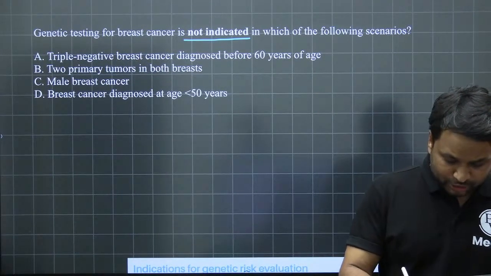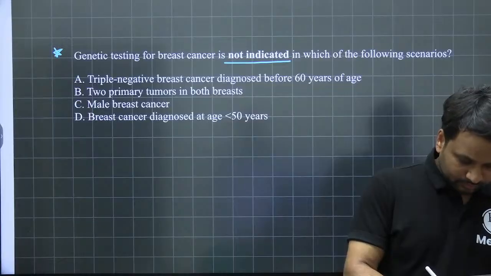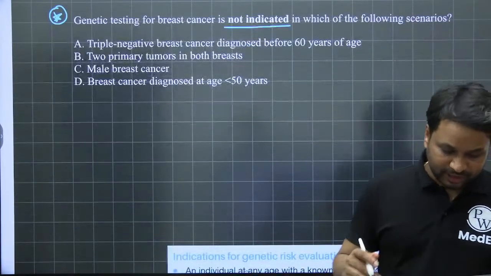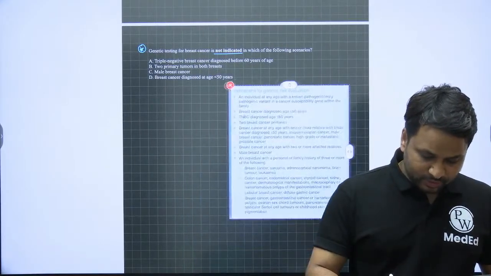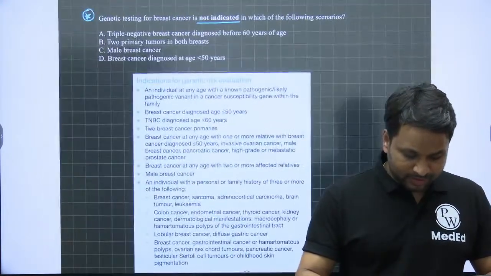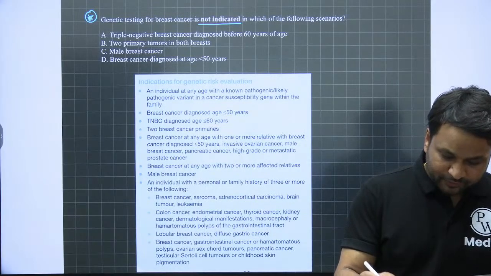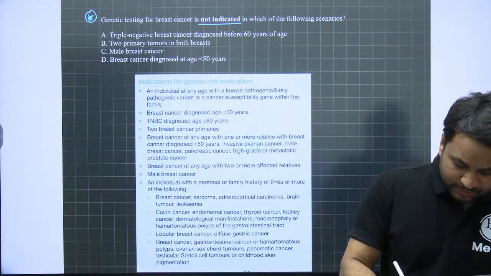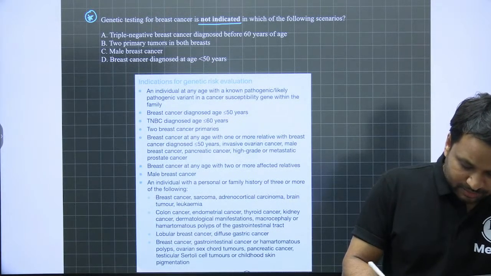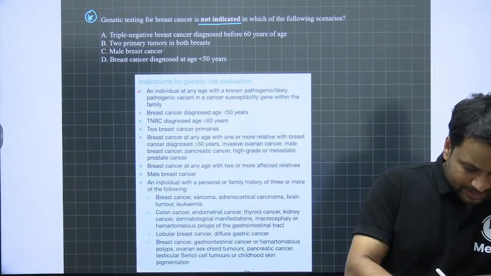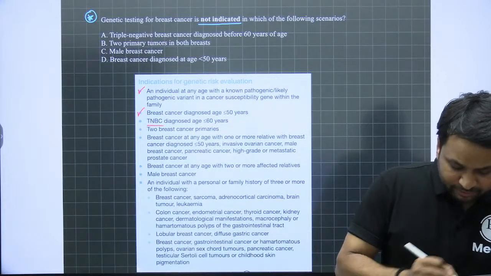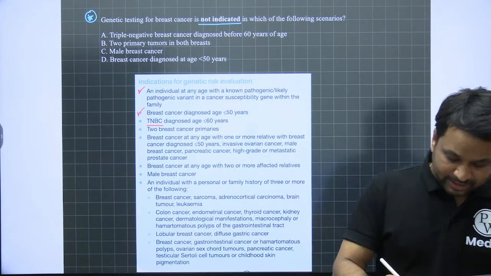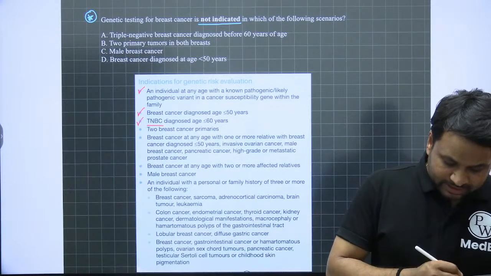This is a straight question from Bailey and Love. Now, when you look at the conditions in which it is considered, I've just given you a list here so that it becomes easier for us to assess. Number one, an individual with a known pathogenic variant of a cancer susceptibility gene in the family. Then the familial component of breast cancer diagnosed below the age of 50 years. Triple negative breast cancer, TNBC, below the age of 60 years.